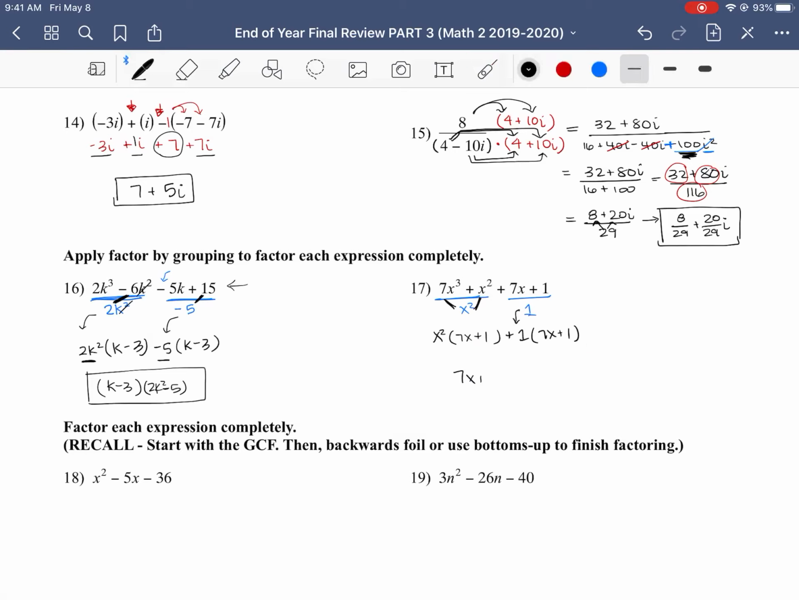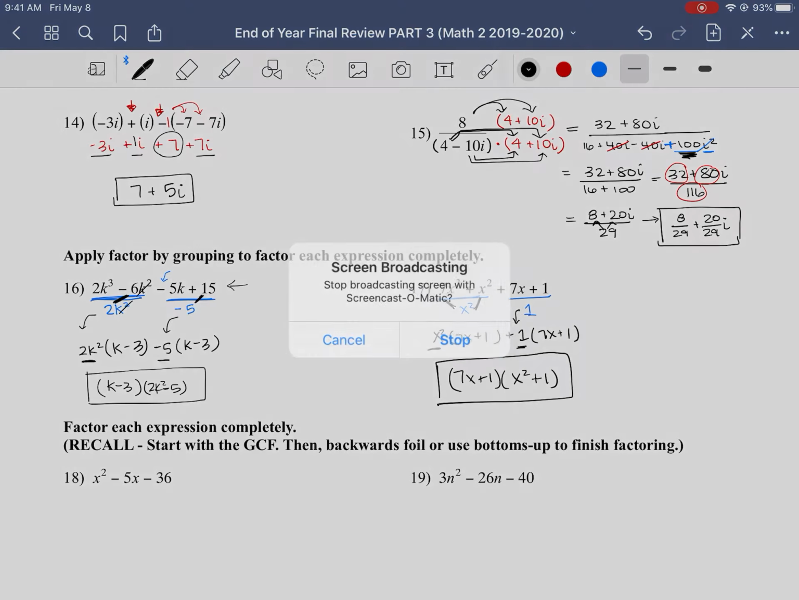So notice once again you have 7x plus 1 and 7x plus 1. If that's common, then that can come out front. It's the greatest common factor. And then we put the leftover in the last parenthesis. Okay, so that's it for factor by grouping.